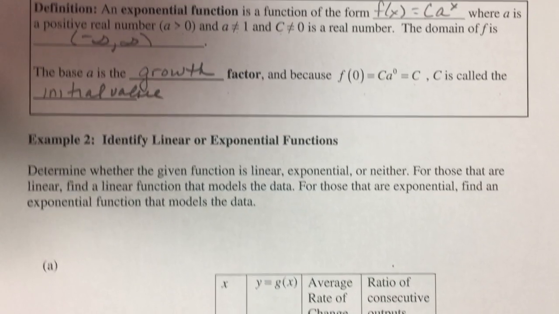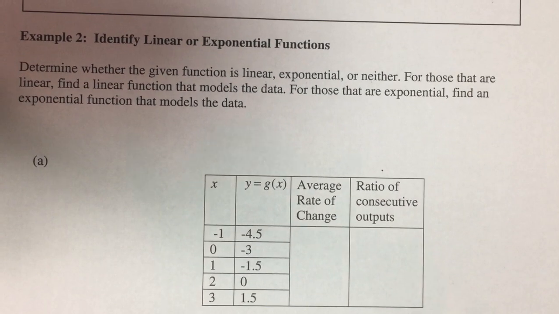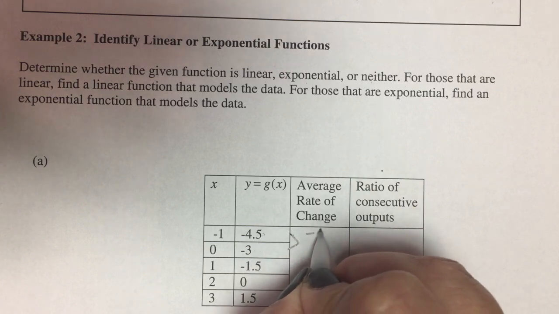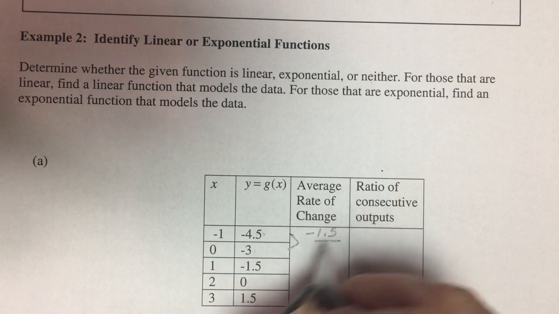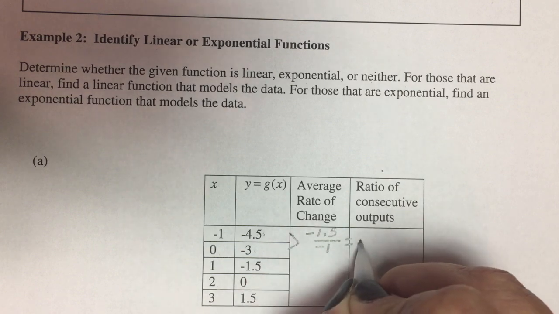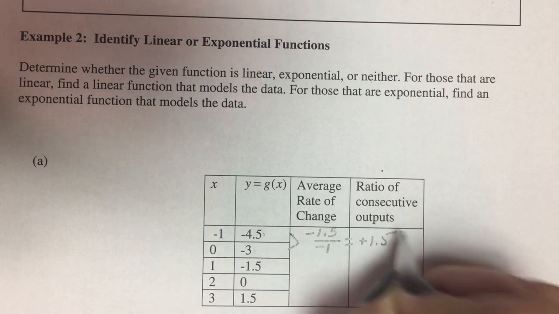Or remember what we call that? We call that the slope. So if I do the slope between this point and this point, let's do this. y2 minus y1, so negative 4.5 minus negative 3 is negative 1.5, and negative 1 over 0 is negative 1. So the slope using these 2 points is going to be positive 1.5.